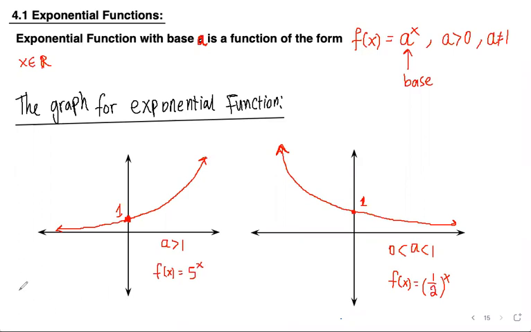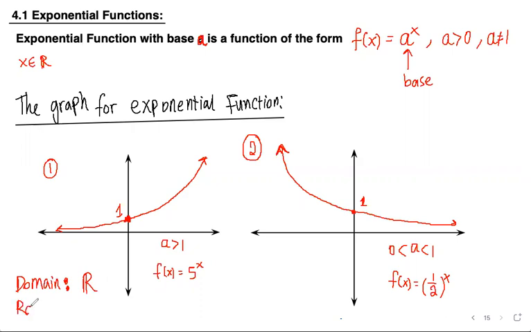The second thing is we have to know the domain. The domain for the exponential function is always R. Look, all the values for x are used. So the domain for the first graph and for the second is always R, the real numbers.